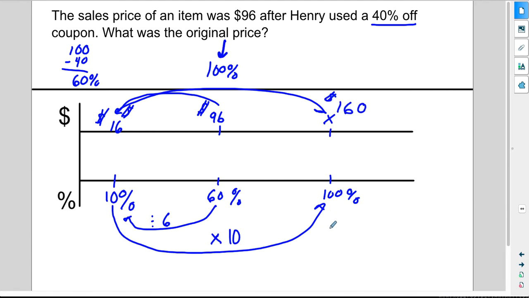And again, I'm going to want to write my final sentence over here that $160 is my subtotal. Or you could also say my original price.